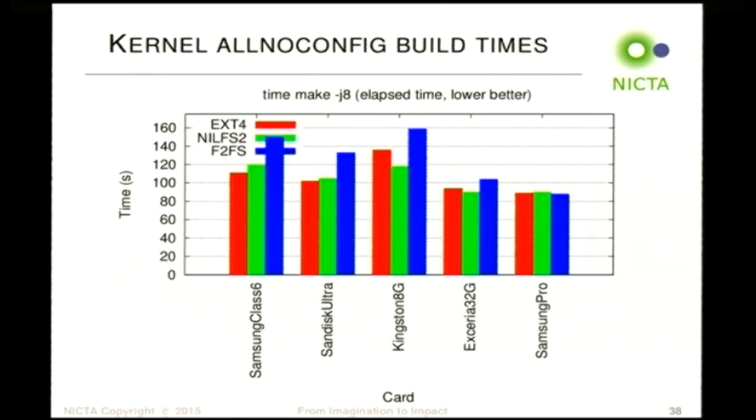You can also see that if you can spend a reasonable amount to get a Samsung Pro card, it doesn't matter much what file system you use, they all behave equivalently. And in fact, at that point, you're no longer I/O bound, you're CPU bound. And that 90 seconds or so is almost the same as if you're building from a RAM disk. So, yeah, that's all my benchmarks.